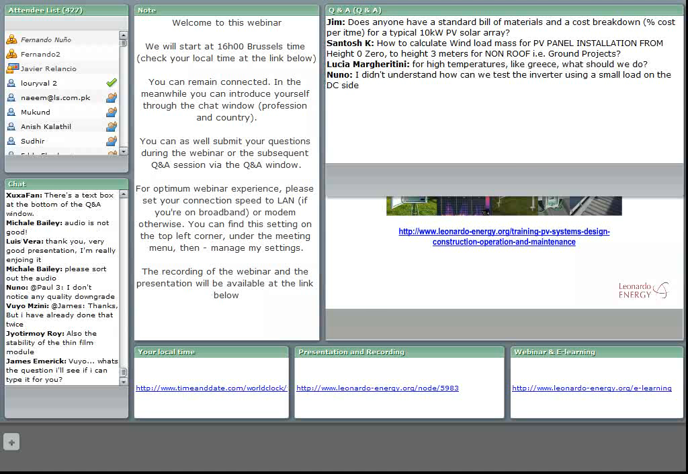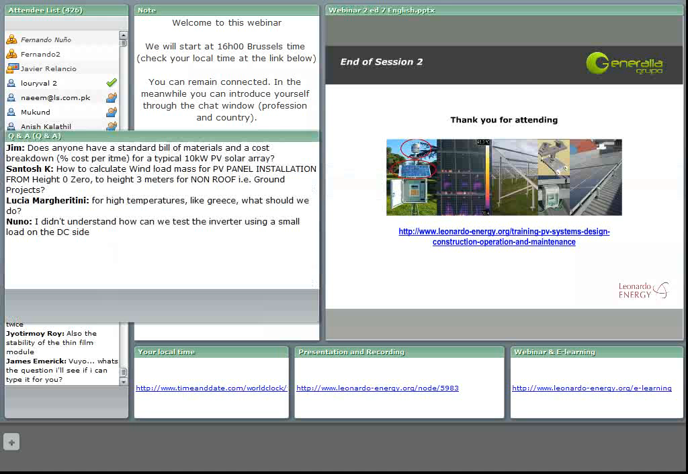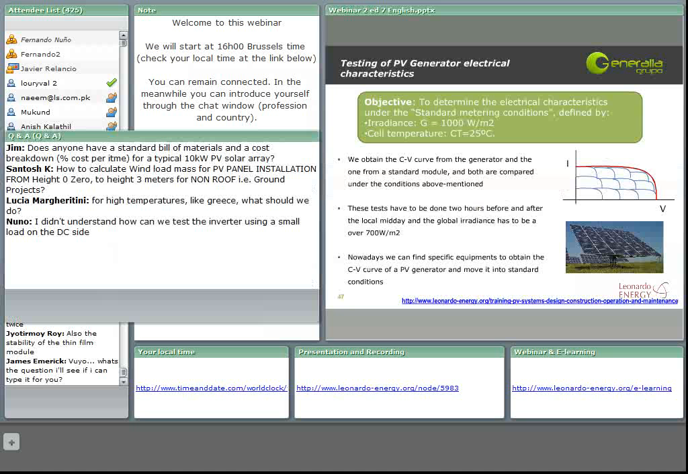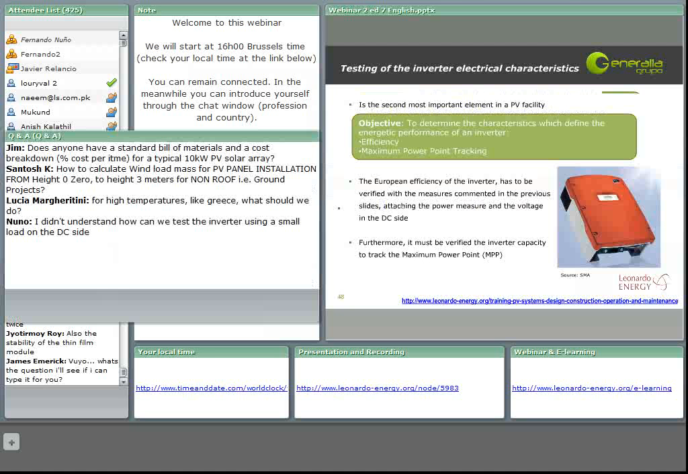Well, in fact, I don't understand very well this question, because I don't see where we said that we can test the inverter by using a small load. I think these kind of practices depend on each type of inverter.